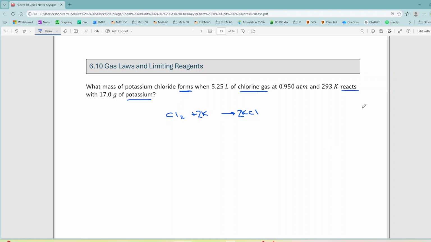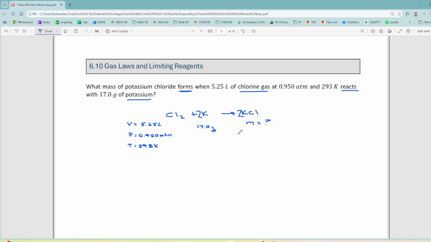Okay, then let's line up the information we know. We want to know what mass of potassium chloride forms. So we want to know the mass of potassium chloride that's forming when 5.25 liters of chlorine gas, so the volume of chlorine gas is 5.25 liters, at a pressure of 0.950 atmospheres and a temperature of 293 kelvins, reacts with 17 grams of potassium.